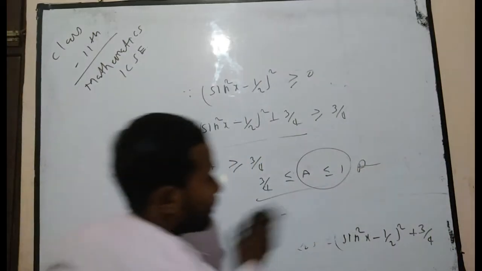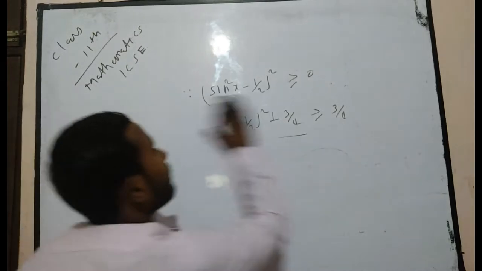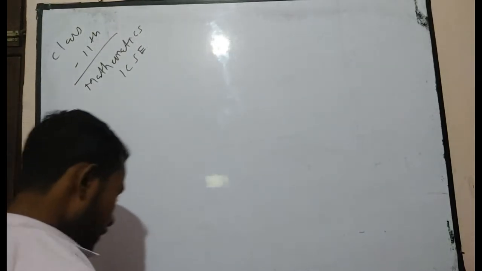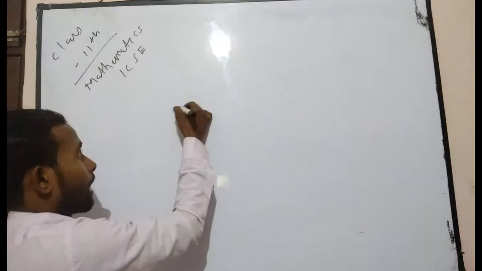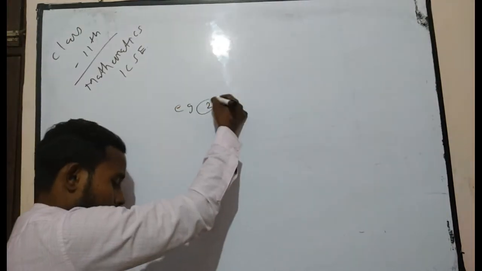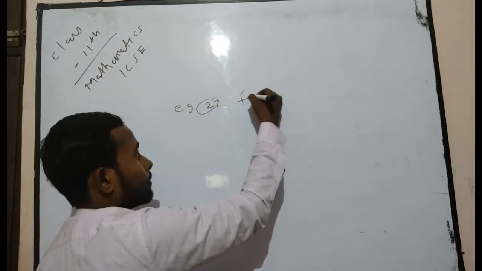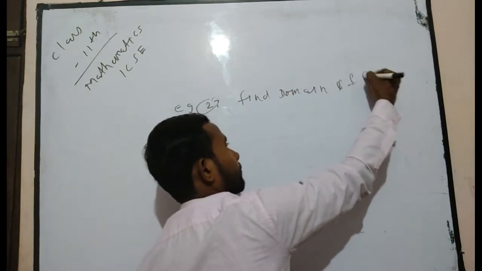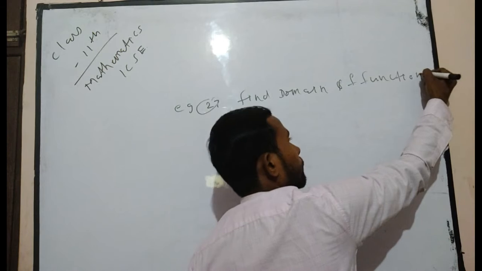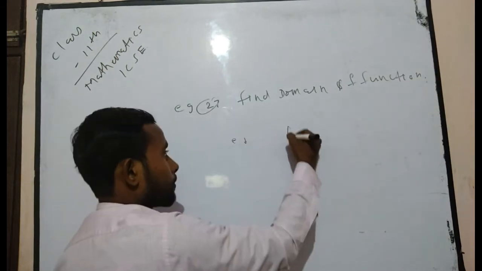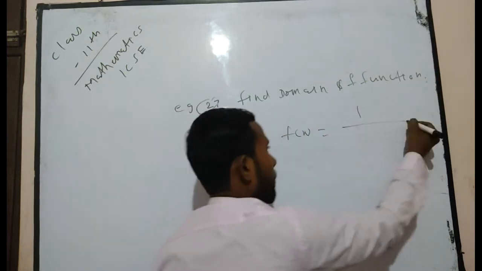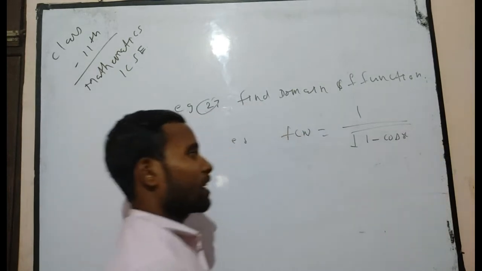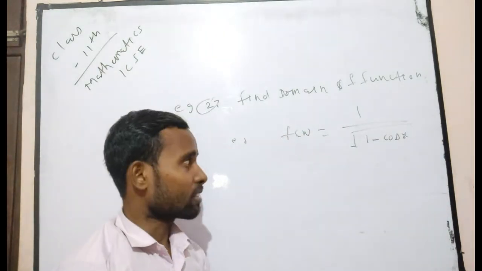Now I take the next example. Example 27. Find domain of function. Example, f(x) is equal to 1 upon under root 1 minus cos x. How can you find the domain of this function?